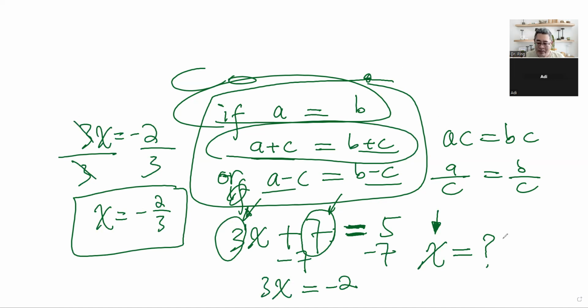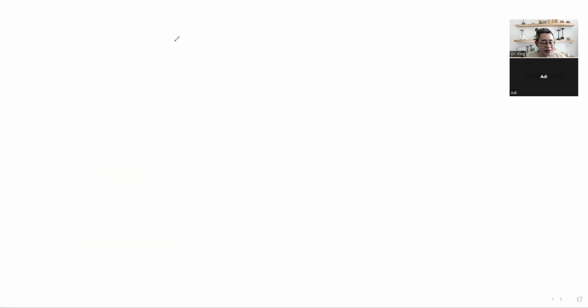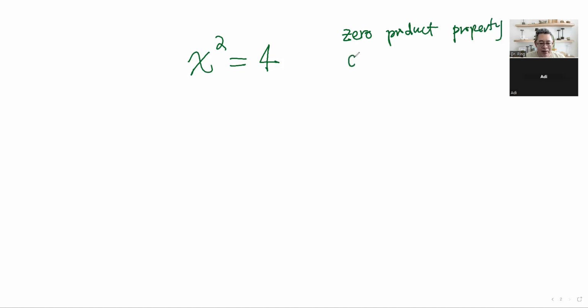All right, so now we get into quadratic equations. The simplest one is this: x squared is equal to something. Let's say x squared equals 4. In order to solve that, we have to use a very important property, the zero product property, which says that if A times B is 0, then either A is 0, or B is 0, or both are 0.